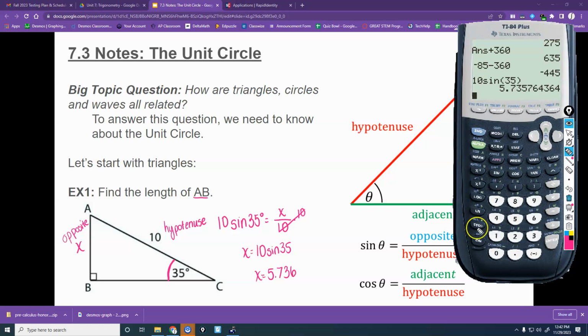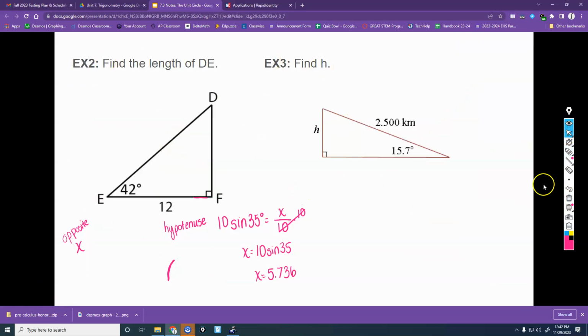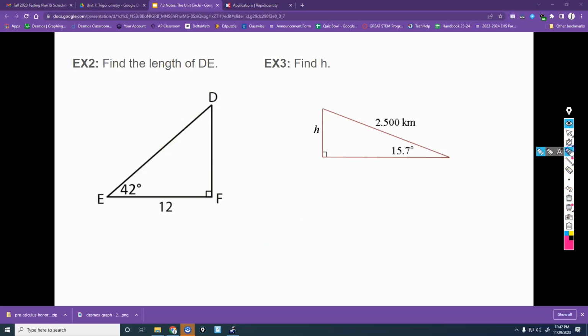Okay, let's do one more example of this just so we are ready to go. And I think I'm going to skip number 3 there. So let's do the second example right here. This time we've got this angle, and it's asking for DE, which is this side right here. So that side we're looking for, it's across from my right angle, so that is my hypotenuse. And this side right here is the side of this 42-degree angle, so that is adjacent.